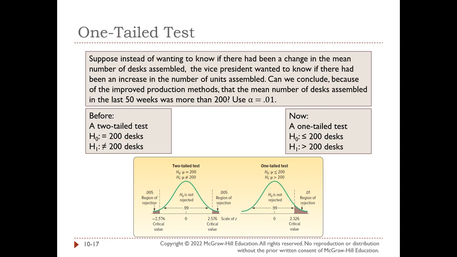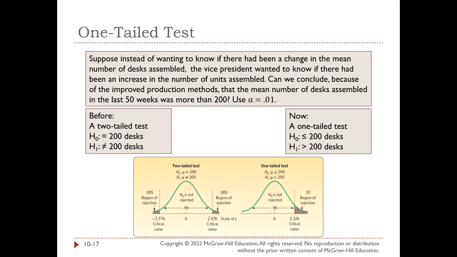Suppose instead of wanting to know if there had been a change in the mean number of units assembled, the vice president wanted to know if there had been an increase in the number of units assembled. Can we conclude, because of the improved production methods, that the mean number of units assembled in the last 50 weeks was more than 200? Okay. So, before, with a two-tail, we either knew that it was going to be equal to 200 or not equal.